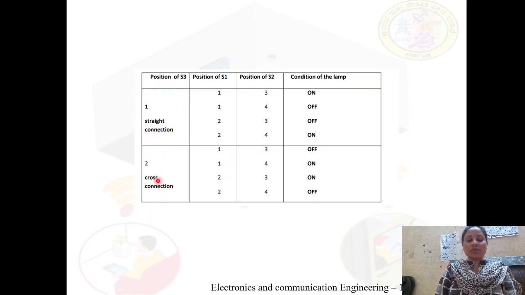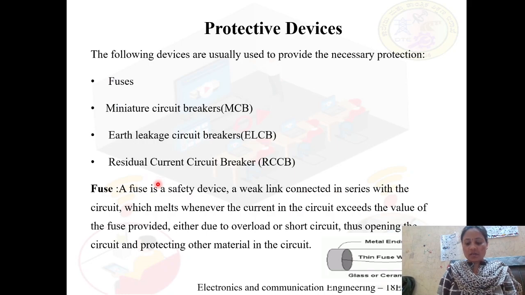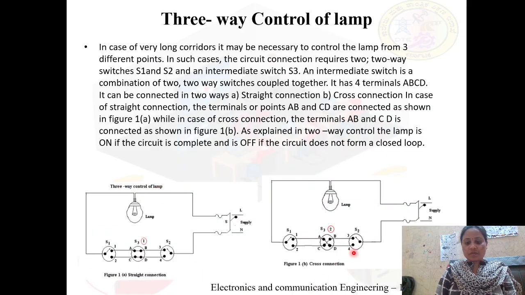And now let us see what happens when it is in the cross connection mode, or when S3 establishes the connection between A to D and B to C. Now we will keep the position of S1 at 1 and S2 at 3. Now we'll see what happens. So S1 will be given to 1, 1 to A to D and D to 4.